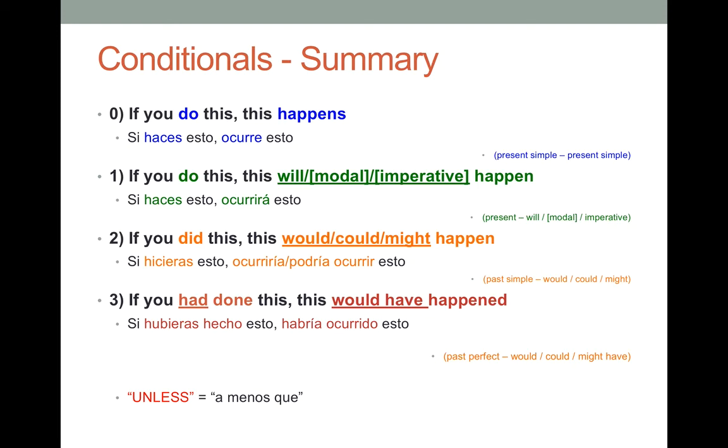All right? And then one more thing I included at the bottom is the word unless. Unless it's sometimes substituting if, and it means a menos que. All right? So when we use unless, we need to change from positive to negative one part of the sentence. For example, unless I win the lottery, I won't travel around the world. A menos que gane la lotería, no viajaré alrededor del mundo. All right?